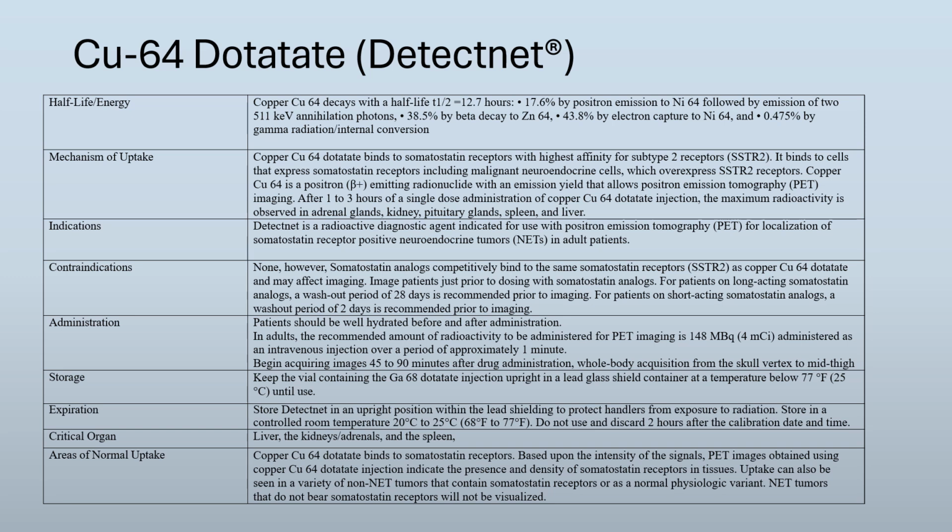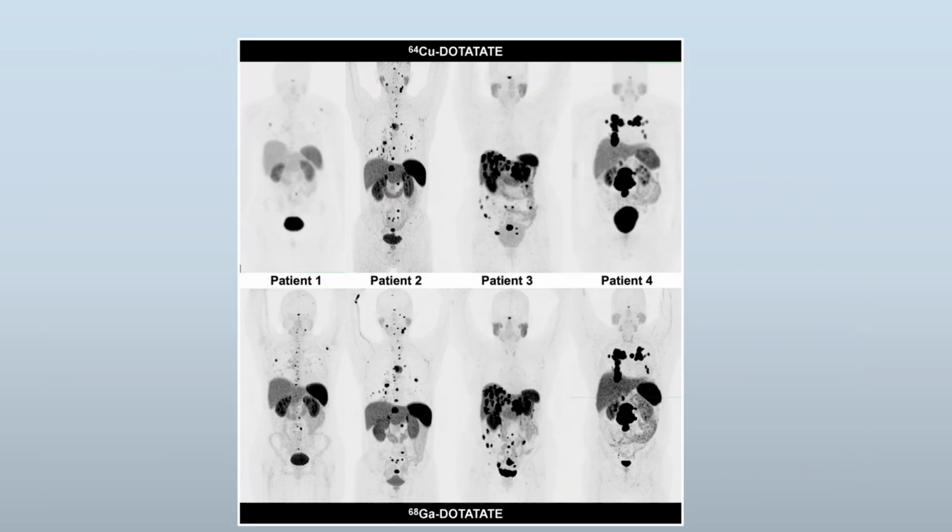Administration of this one is typically about 4 millicuries, and it should be discarded about 2 hours after the calibration time. Critical organs are the liver, kidneys, adrenal glands, and the spleen. It's going to bind to somatostatin receptors everywhere, and they just happen to be overexpressed on the surface of neuroendocrine cancers.